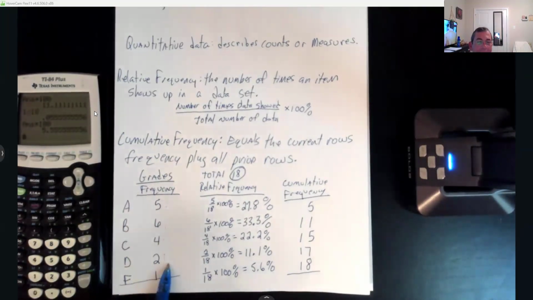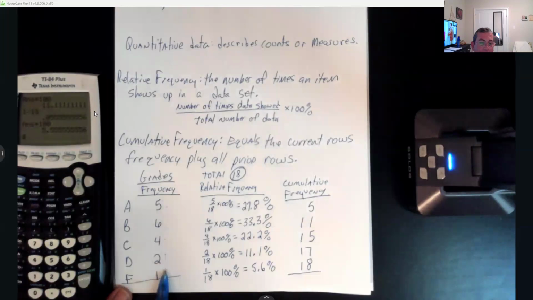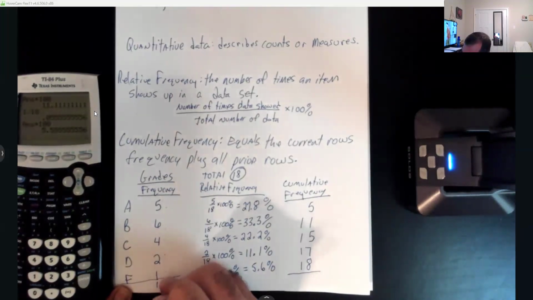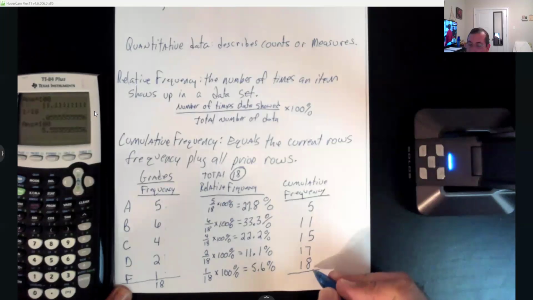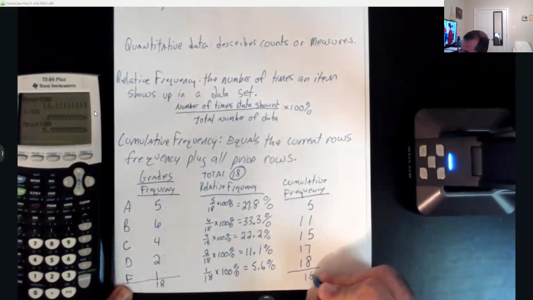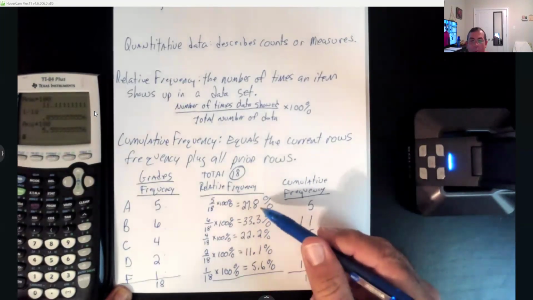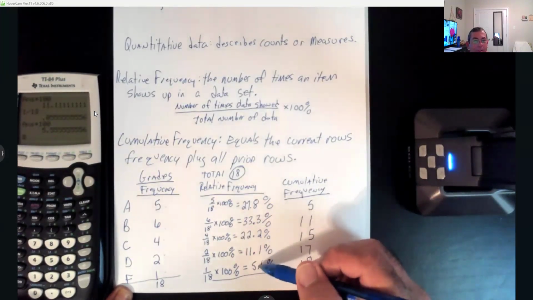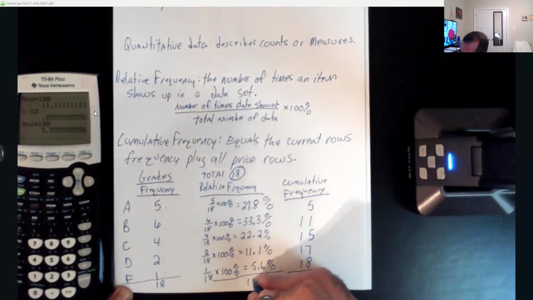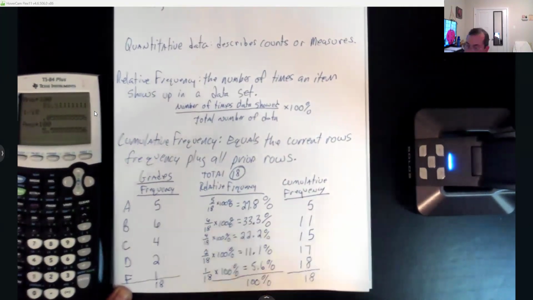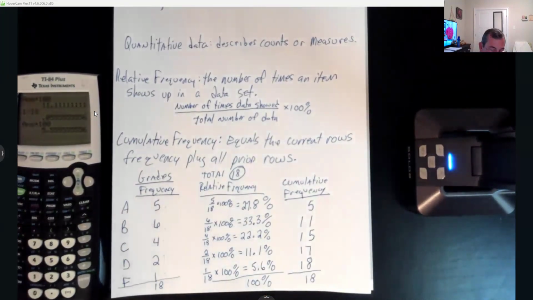So now if you add my columns, this would equal 18. My last cumulative frequency was 18. And y'all guess what? If you were to add all these percents, all those would add up to 100%.